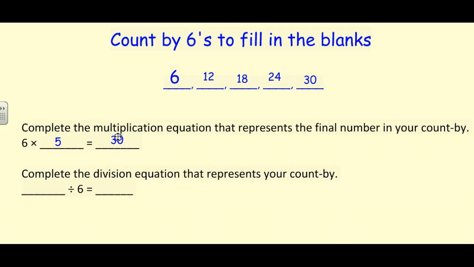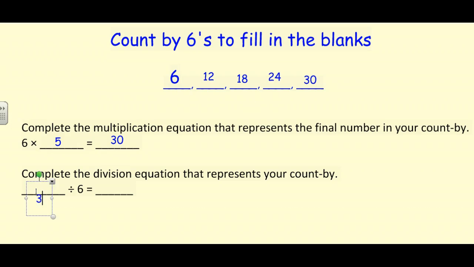Now it wants you to complete the division equation that represents your count by as well. And since we've talked about before multiplication and division being related, the numbers that you're putting right down here in your division equation are going to be the exact same numbers that you have in your multiplication equation. So on your board, I would like for you to write this division equation using the correct numbers. Push pause to do that.